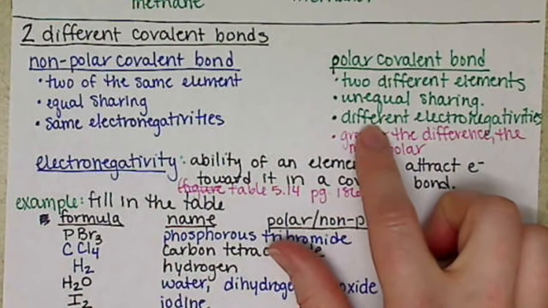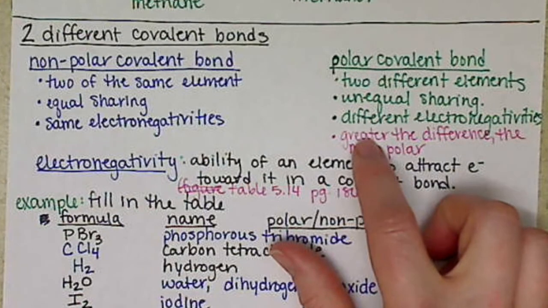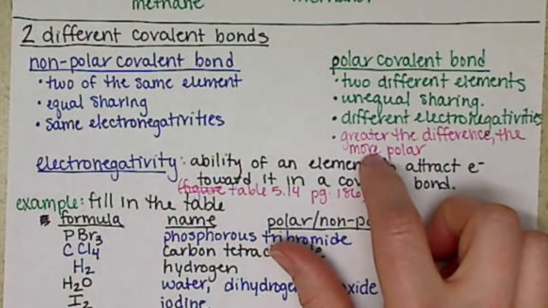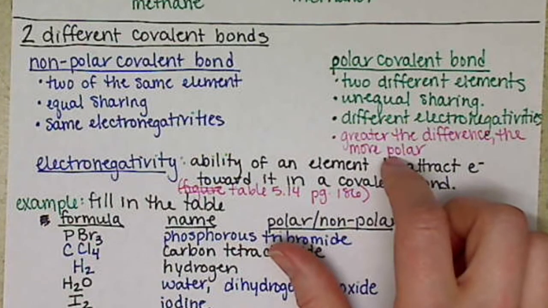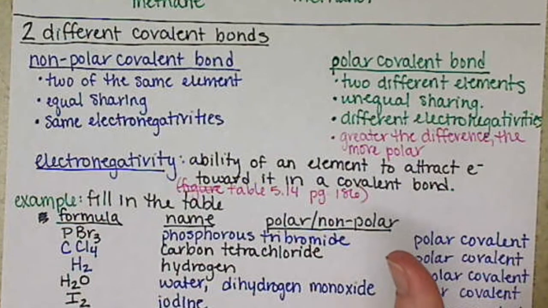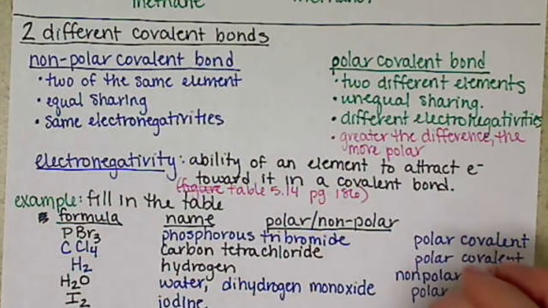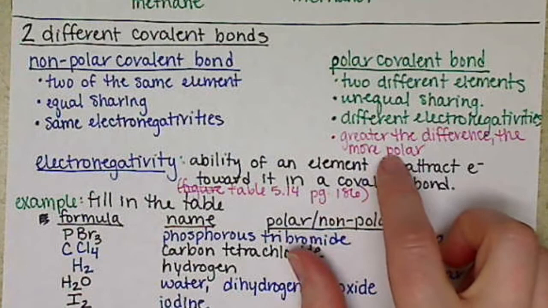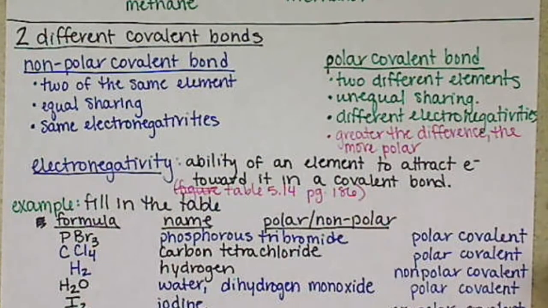In particular for our polar bonds, the greater the difference in the electronegativities, the more polar the bond is. So if you think of this polar covalent bond as a tug-of-war, the stronger the person on one side compared to the other, the more that one side is going to pull. So it's going to be more polar in terms of pulling or attracting that electron towards it.